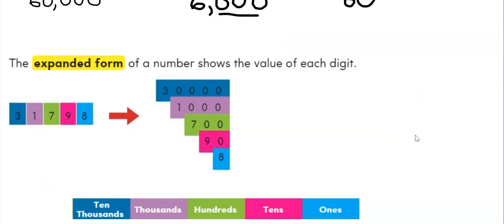Now, if we can tell the value of each of these digits, we can create what is called expanded form.